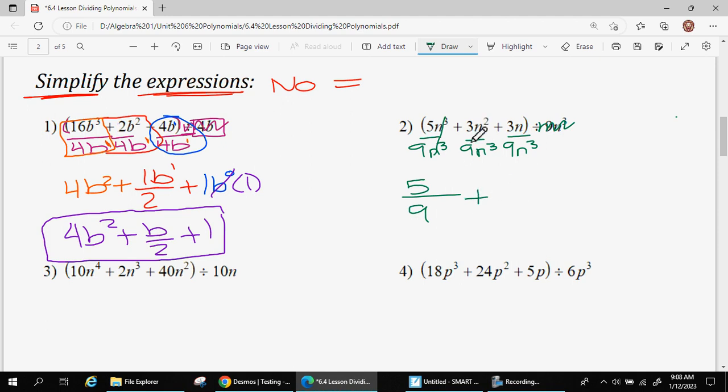3 divided by 9, if I put that into my calculator, I'm going to get a decimal. I hit the fraction button a couple times. That will turn into 1 over 3.